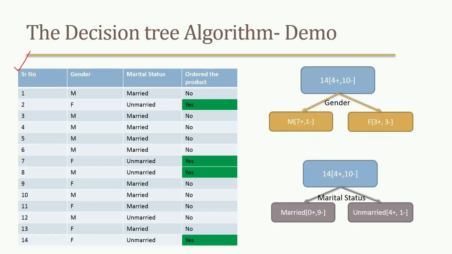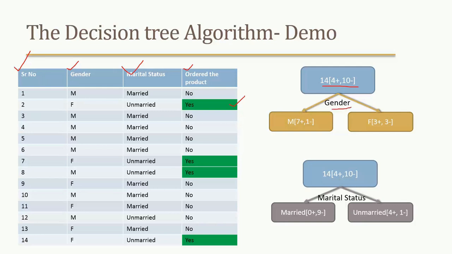There are 14 observations, a simple data set. We have a variable called gender, a variable called marital status, and whether the customer orders the product or not. There are customers who are going to order the product or not. So overall there are 14 customers. Four customers have ordered the product, 10 customers haven't ordered the product.